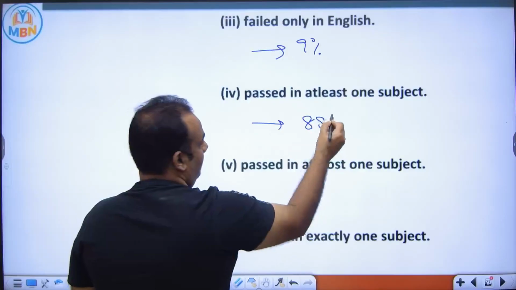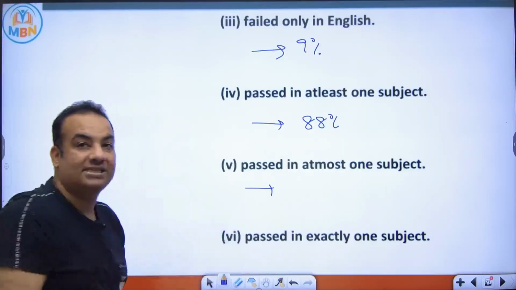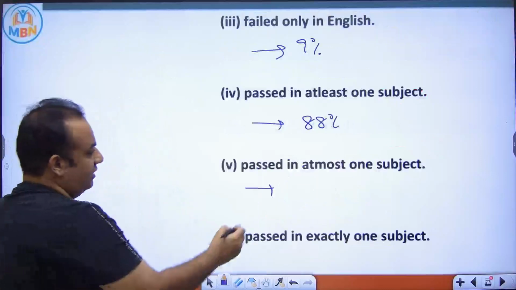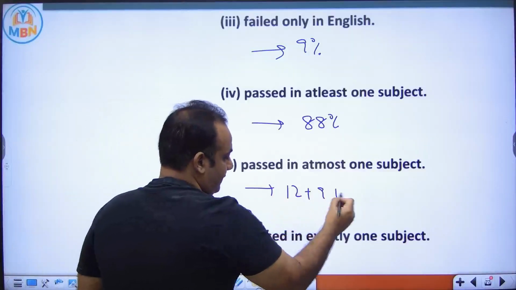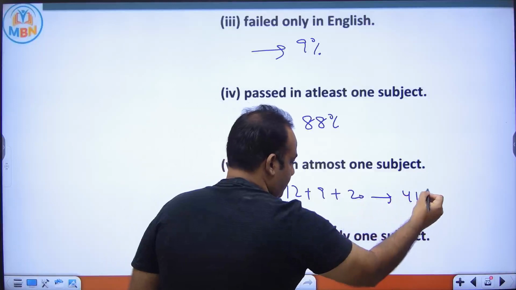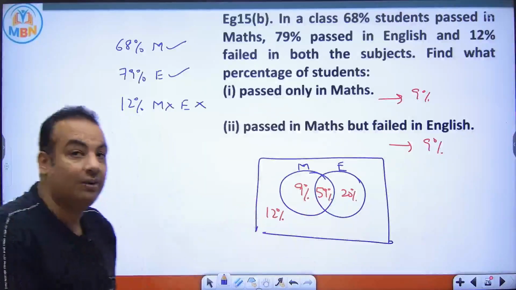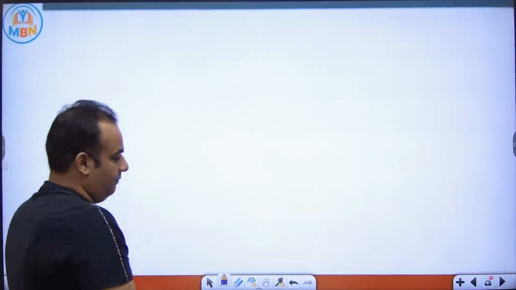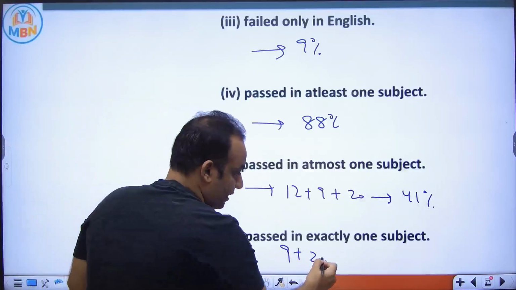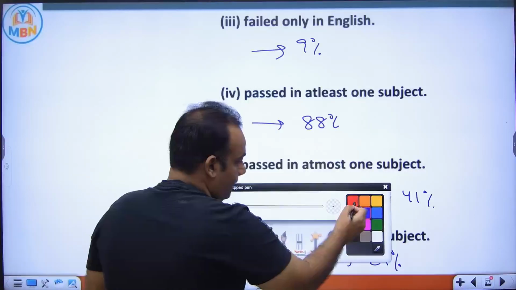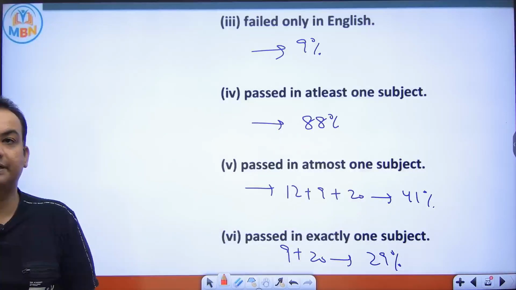88%. Pass in at most one subject. At most: 12, 9 and 20. I'm just writing so that you should be very clear. So the answer is 41%. Pass in exactly one subject. Exactly one subject, 9 and 20. So that is 29%. So the answer is 29%.